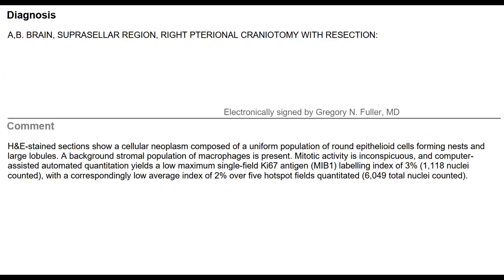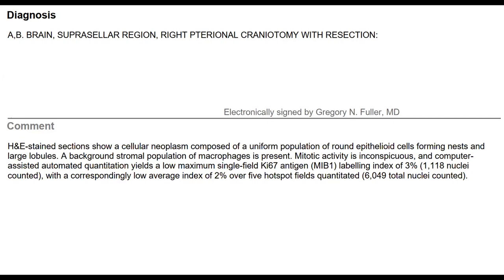All right, now check this out. H&E stained section: cellular neoplasm, uniform round epithelioid cells, nests, stromal population of macrophages. Why? Well, it's in the suprasellar region. It's not in the sella, so it's not behaving like it were in the sella. Ectopic tumors, ectopic glioblastoma, metastatic glioblastoma to bone, to wherever, to lungs, it's not gonna look exactly like it looks in the brain, its native environment. Mitotic activity, inconspicuous.